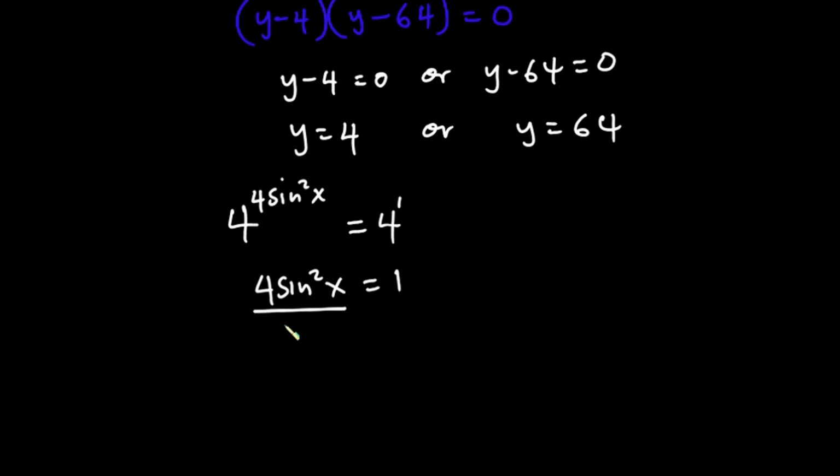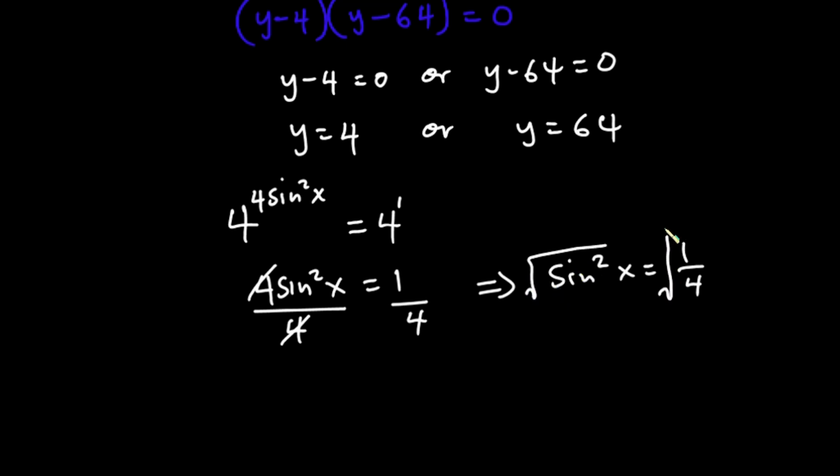So we're going to have 4 sine squared x is equal to 1. Now let's go ahead and divide each side of the equation by 4, so that this and this will go. So we're going to have sine squared x is equal to 1 over 4. Now let's get rid of the squared by taking square root on both sides of the equation. And remember, we have plus or minus here. And straight away, this square will cancel the square root. So we have sine x is equal to plus or minus 1 over 2.